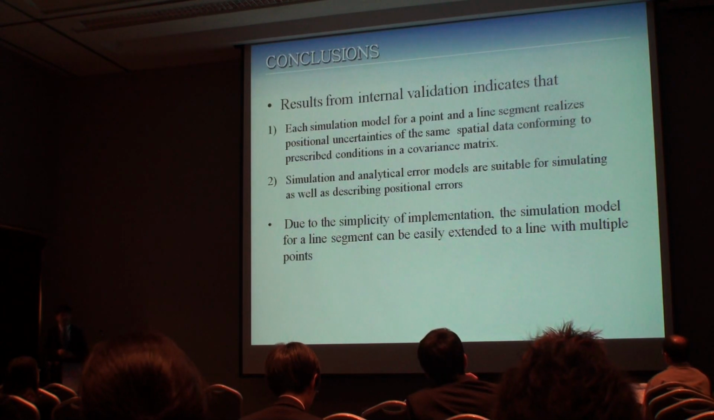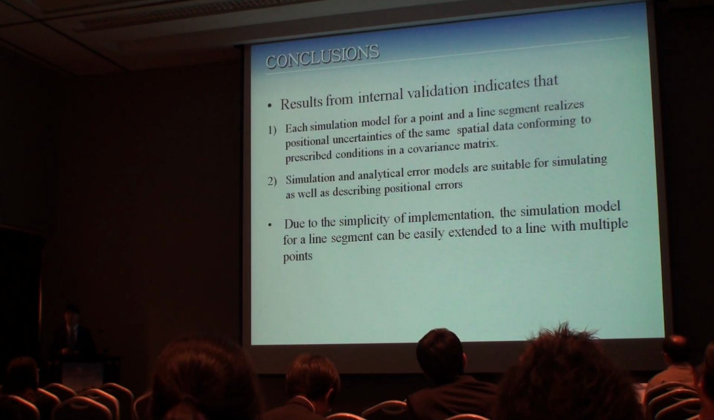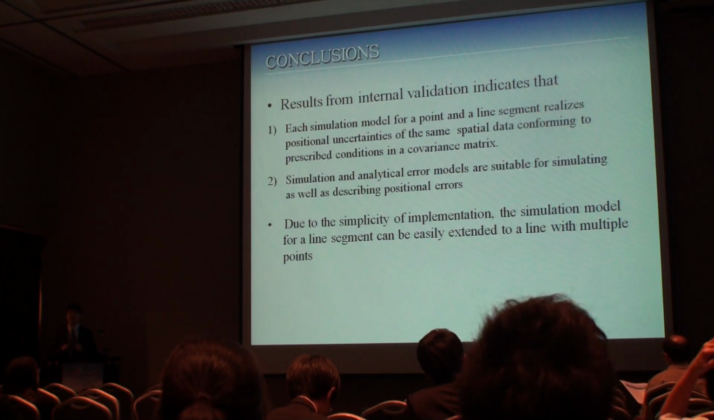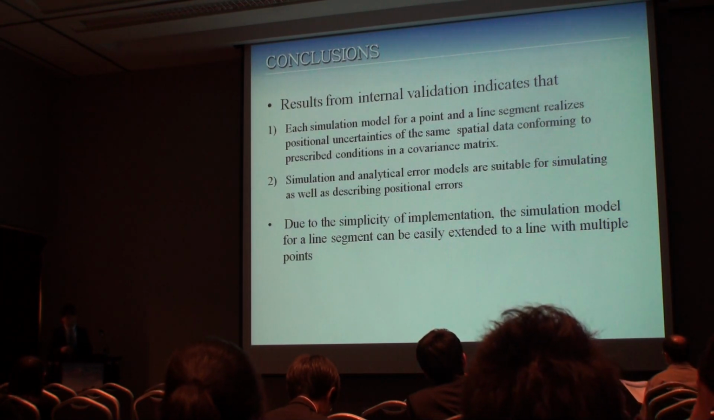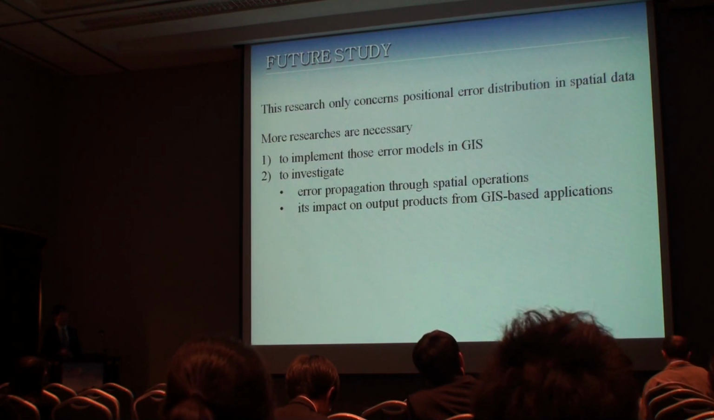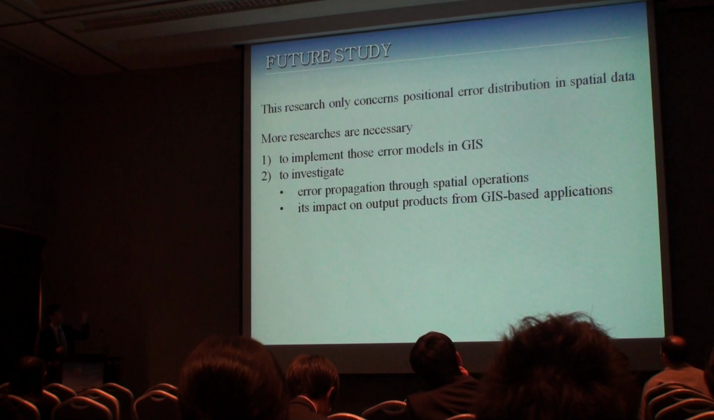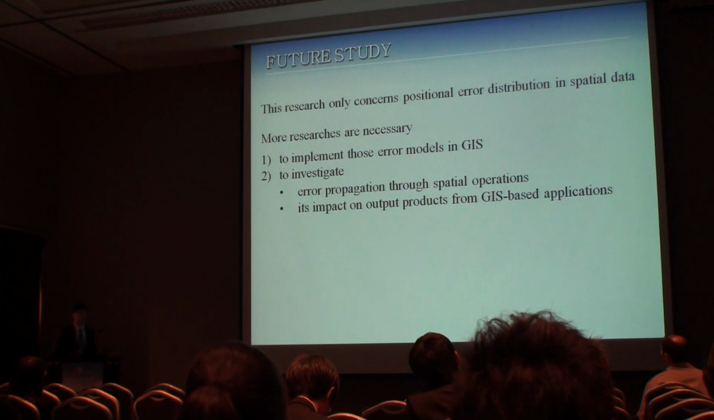Research indicates that the stochastic simulation model realizes the positional uncertainties of spatial data. Simulation and analytical error models are suitable for simulating and describing positional errors. Due to the simplicity of implementation, the stochastic simulation model for line segments is easily extended to strings. However, this research only concerned the positional error distribution in spatial data, so it is necessary to implement the stochastic simulation model in GIS to investigate error propagation and its effect on the output product of GIS-based applications. Thank you.